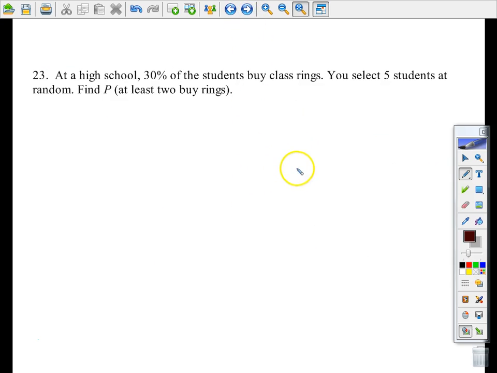Okay, so here we are at this high school, and this is a probability problem where we're going to use the binomial theorem. And we're told that 30% of the students buy class rings. Well, we can then reason that 70% of the students do not buy class rings. So these buy, and these do not buy. I'm selecting 5 students at random. What's the probability that at least 2 of these 5 students buy class rings?